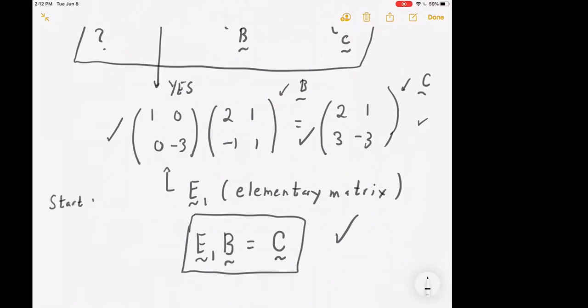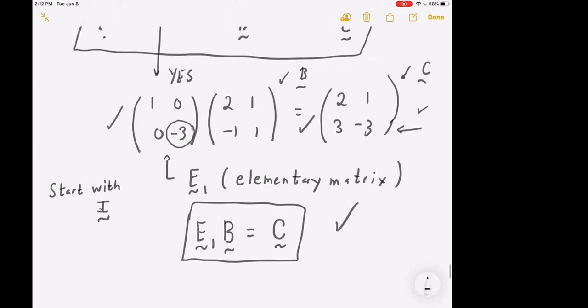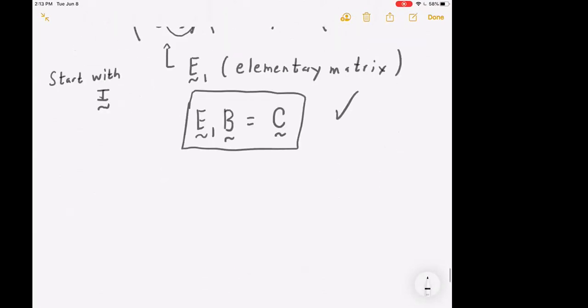I start with the identity matrix of the appropriate order, in this case, order 2, and I have to fiddle with it. And in this particular case, to turn row 2 into a new row that's multiplied by -3, what I needed to do was just replace the 2-2 matrix element 1 by -3. Okay, so let's go through another example.